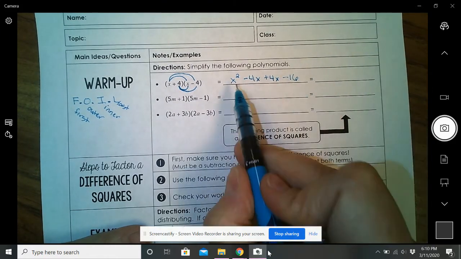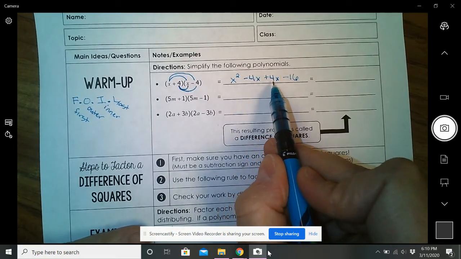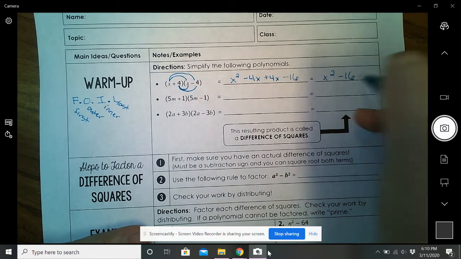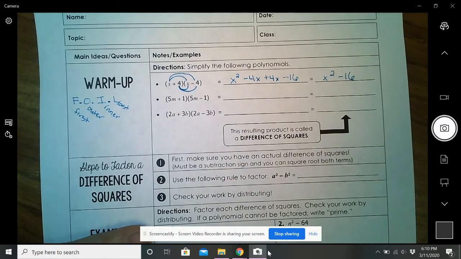Okay, so I've multiplied all four terms, and look what happens here in the middle. The negative 4x and the positive 4x cancel each other out, so we would just have x squared minus 16. Okay, let's follow the pattern again.